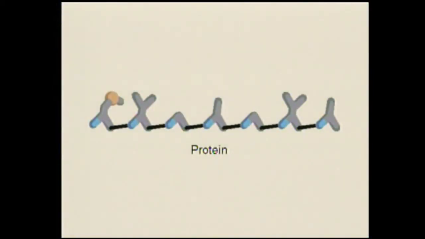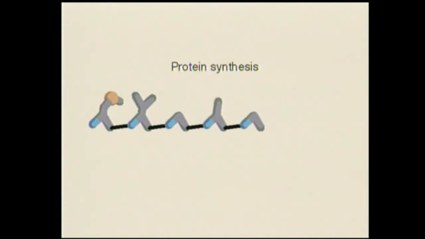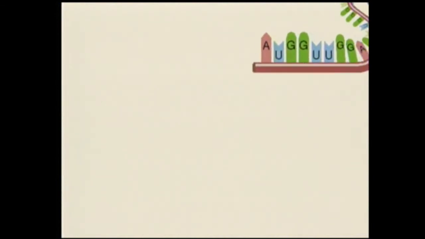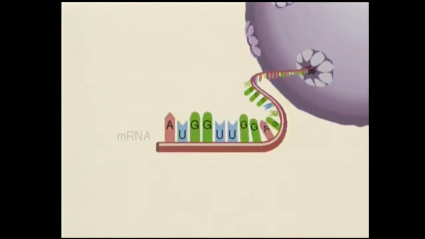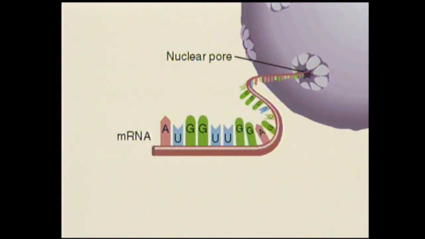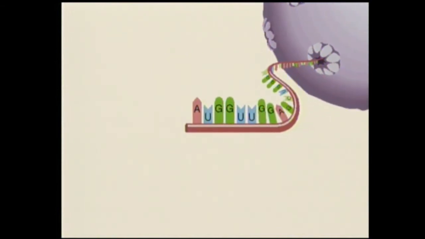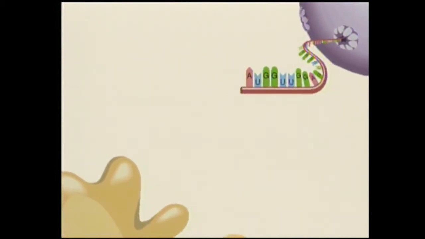A protein is a chain of amino acids. The process of linking amino acids together to make a protein is called protein synthesis. Protein synthesis occurs in the cytoplasm of a cell. mRNA leaves the nucleus through a nuclear pore after it is transcribed from DNA. The assembly of protein takes place on ribosomes in the cytoplasm.